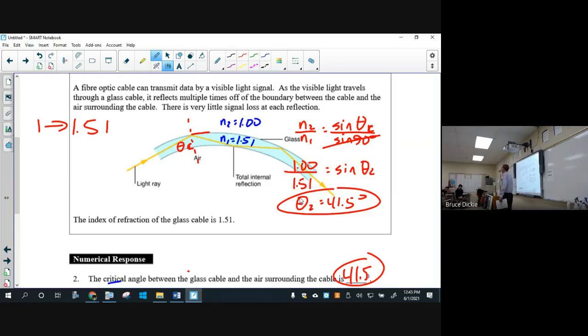Because there's such a difference in the index of refraction between air and her glasses, the critical angle is lower, and there's more likely to be total internal reflection taking place within her lenses than there is within my lenses or within Sam's lenses. Does that make sense?